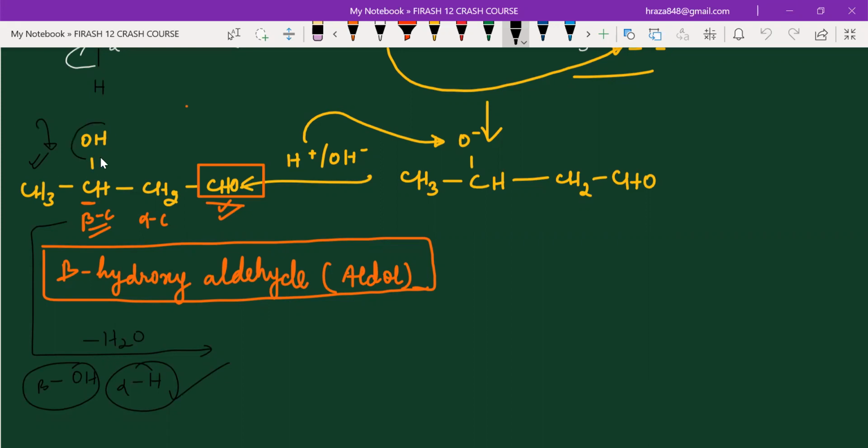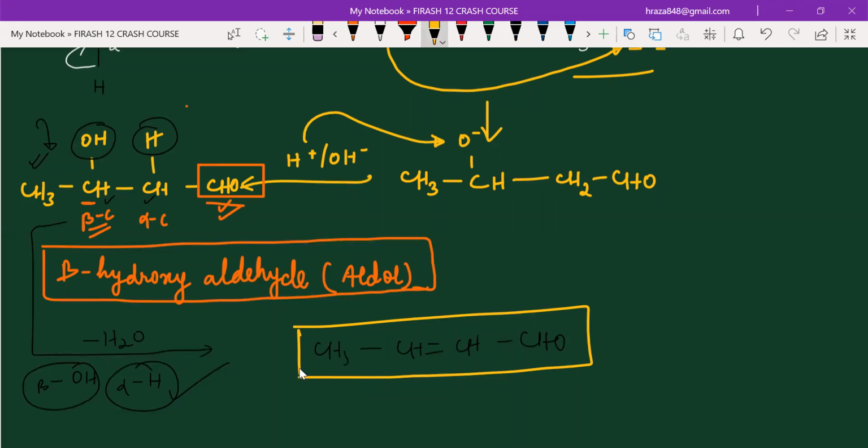So if you are going to remove this OH, and one of the hydrogen from the alpha carbon, there will be a double bond between this carbon and this carbon. So what will be the product? The product will be CH3 CH double bond CH and then CHO. And as you can see, this is your aldol condensation. And isn't it unsaturated? This is your alpha, this is your beta. So the product we can write alpha beta unsaturated aldehyde.